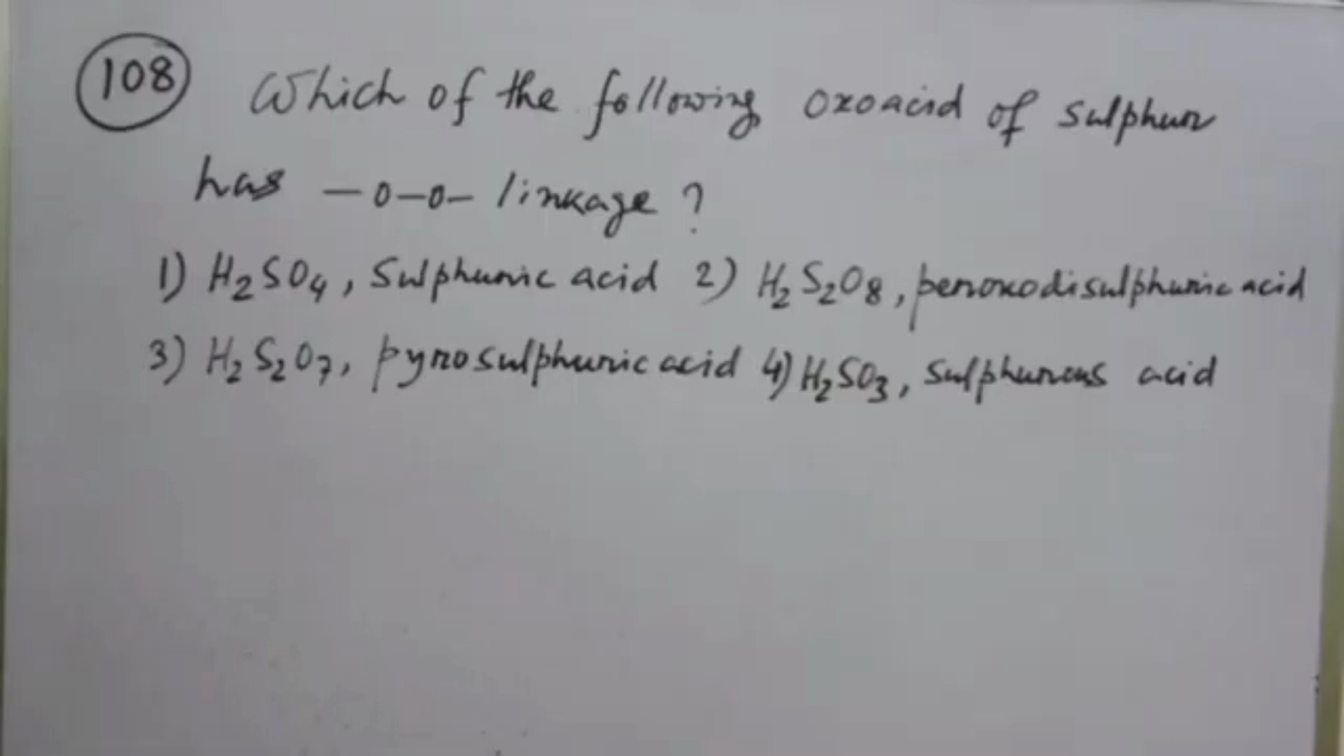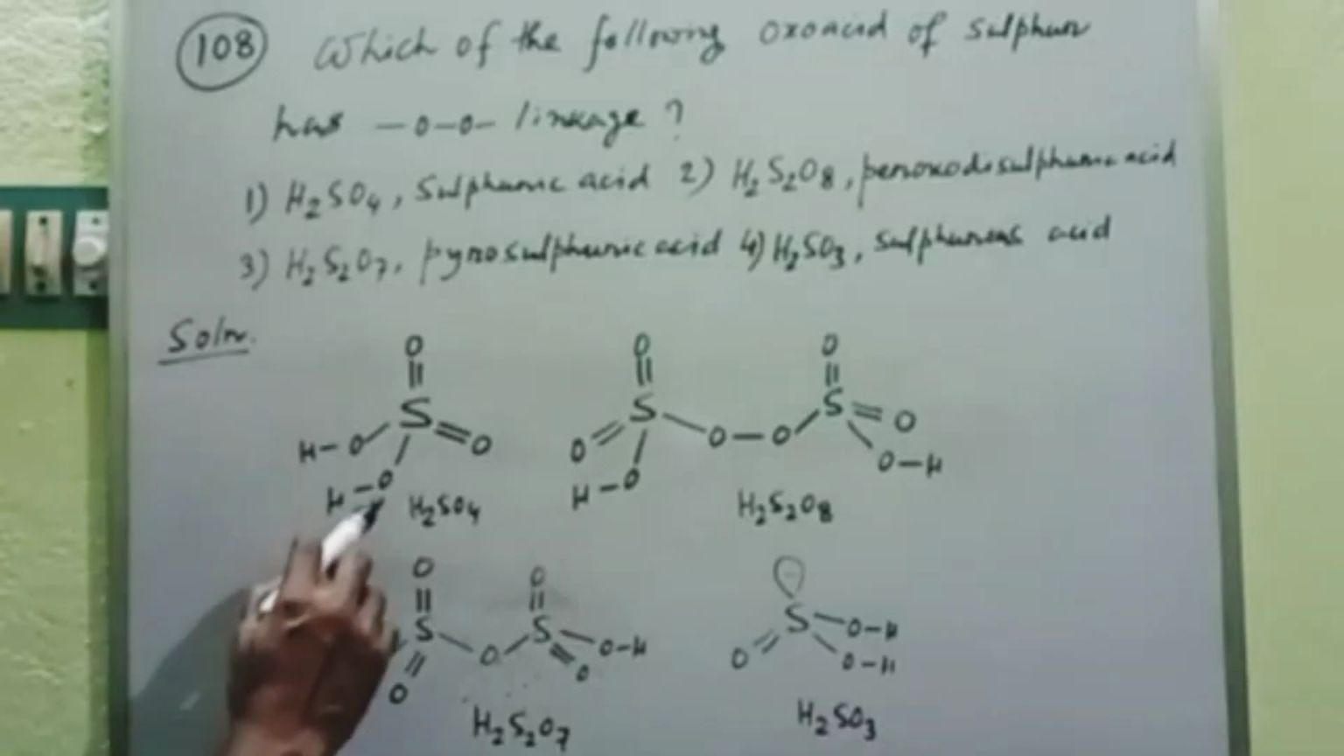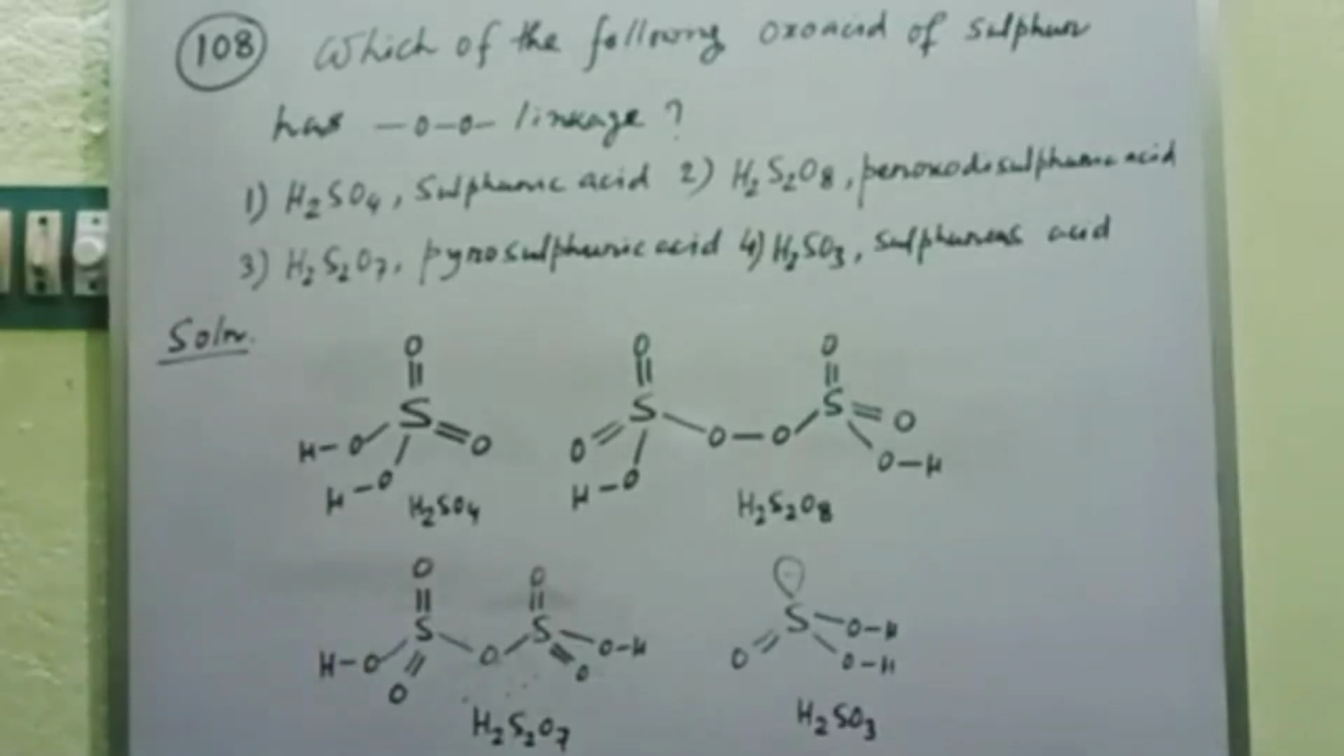Question number 108. Which of the following oxoacid of sulfur has peroxide linkage? Option 1, sulfuric acid. Option 2, peroxodisulfuric acid. Option 3, pyrosulfuric acid. And option 4, sulfurous acid. Look at the structures of the 4 acids given in the 4 options. This is sulfuric acid, H2SO4. There is no peroxide linkage.